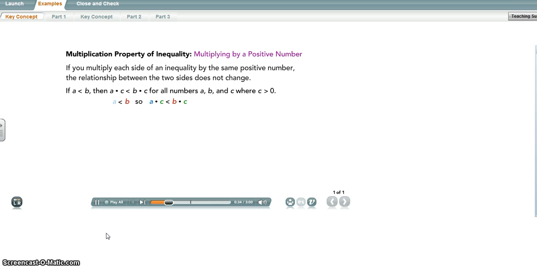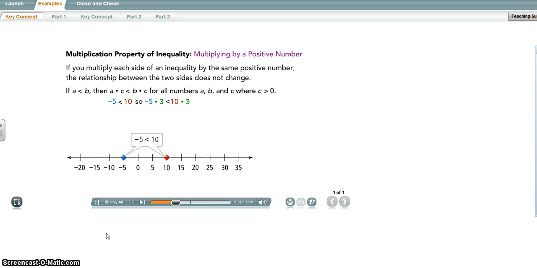For example, let A equal -5, B equal 10, and C equal 3. A number line can help show these relationships. -5 is less than 10. If you multiply -5 by 3, you get -15. If you multiply 10 by 3, you get 30. -15 is less than 30.